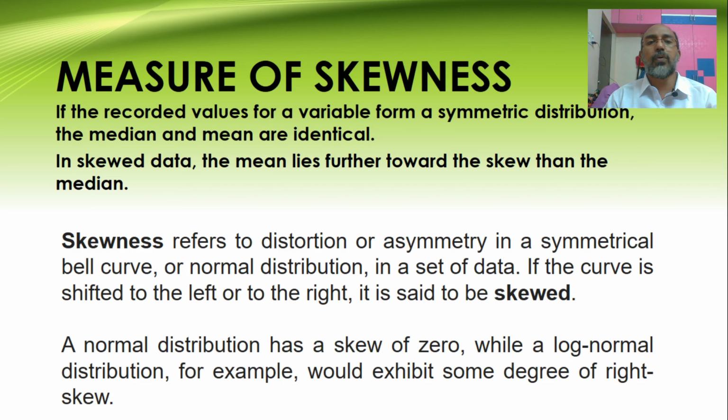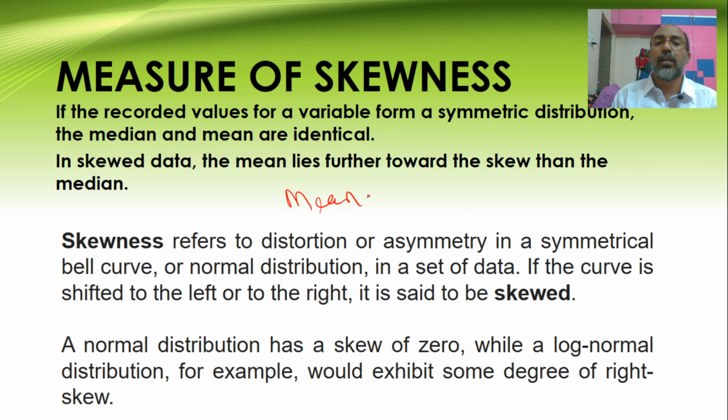I am going to deal with the second part of the measures of skewness. Before going to the second part, I would like to reintroduce the concept. If the recorded values of a variable form a symmetric distribution, the median and mean are identical. Yesterday in the previous class it was also explained that when mean, median and mode are identical, that data is called normal data.